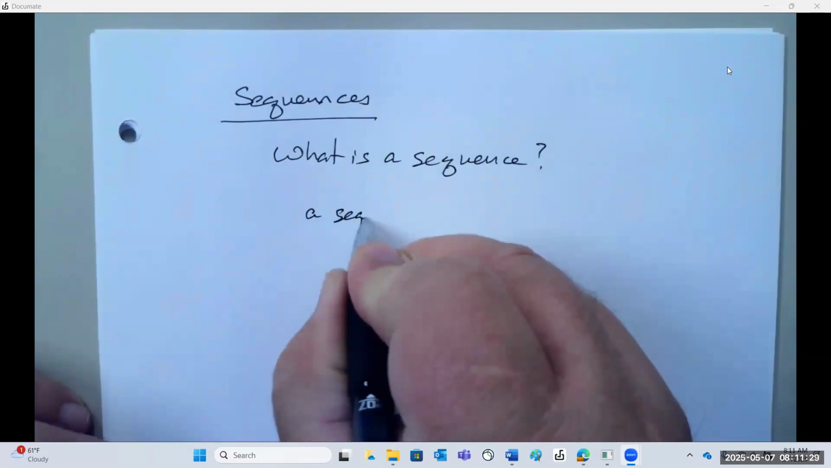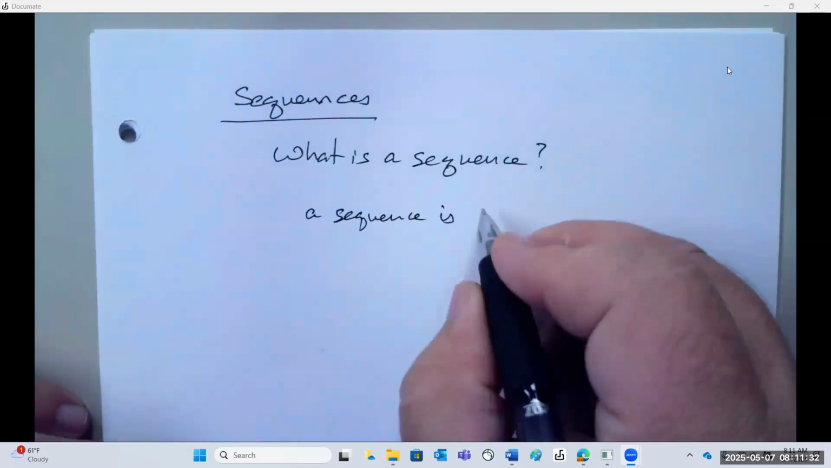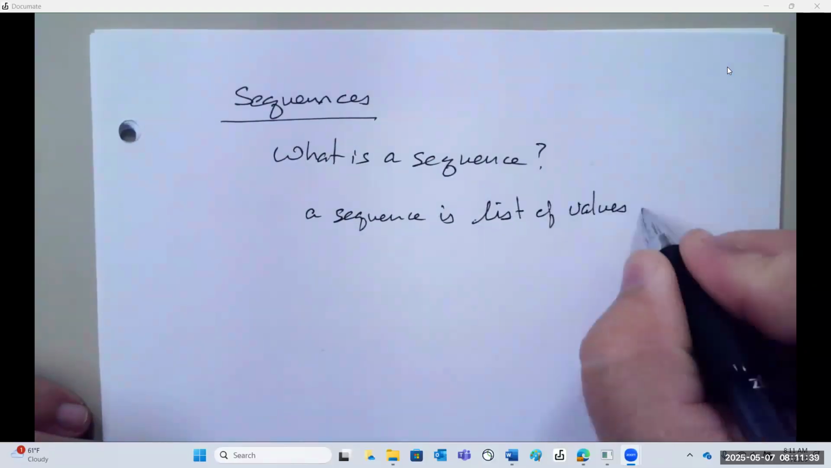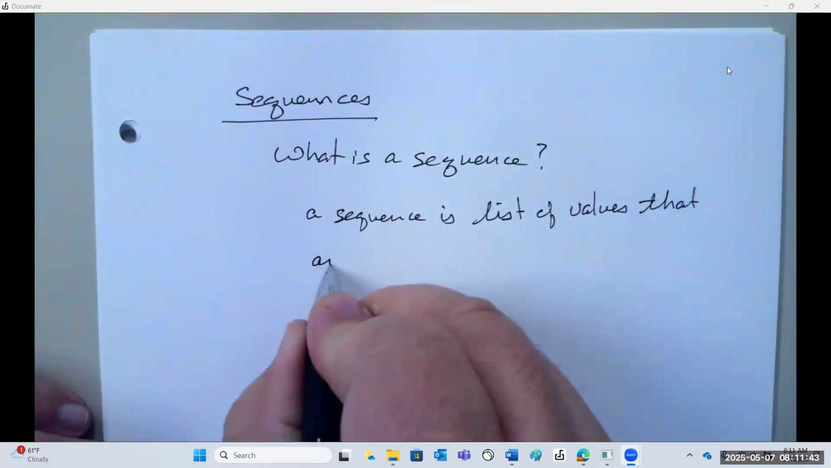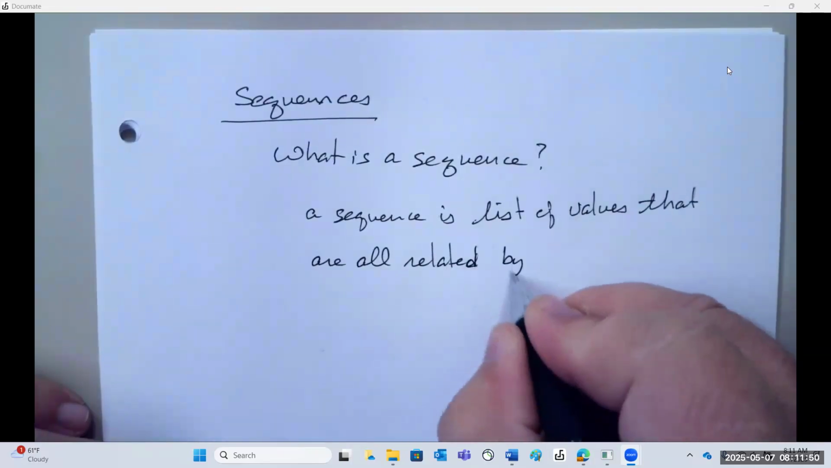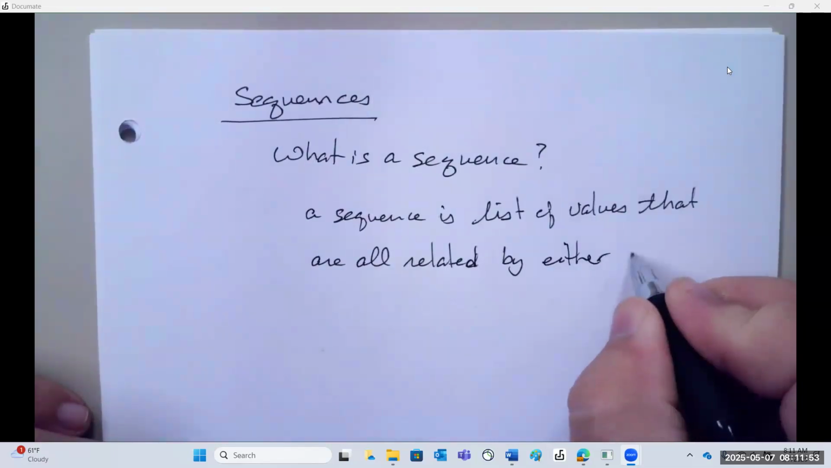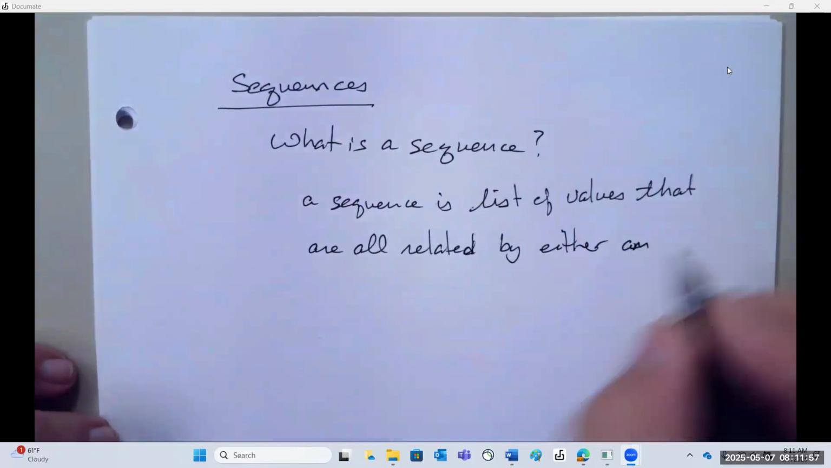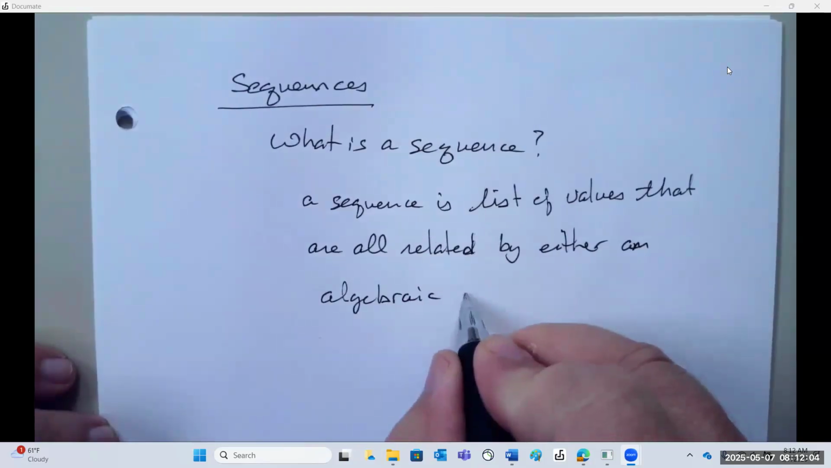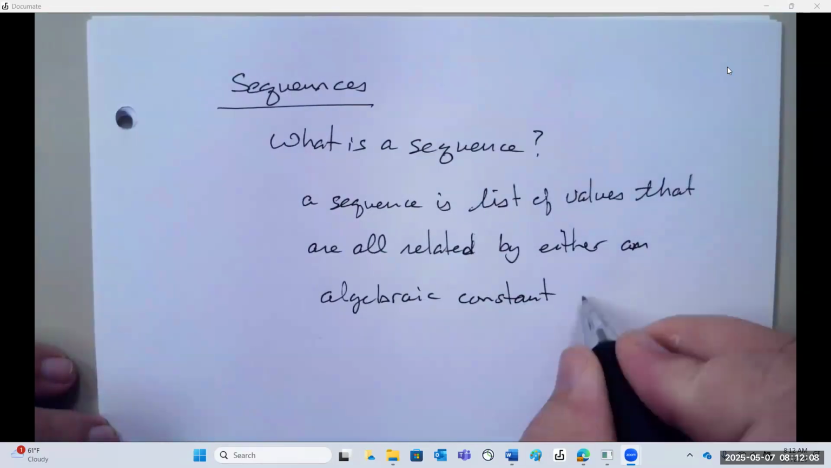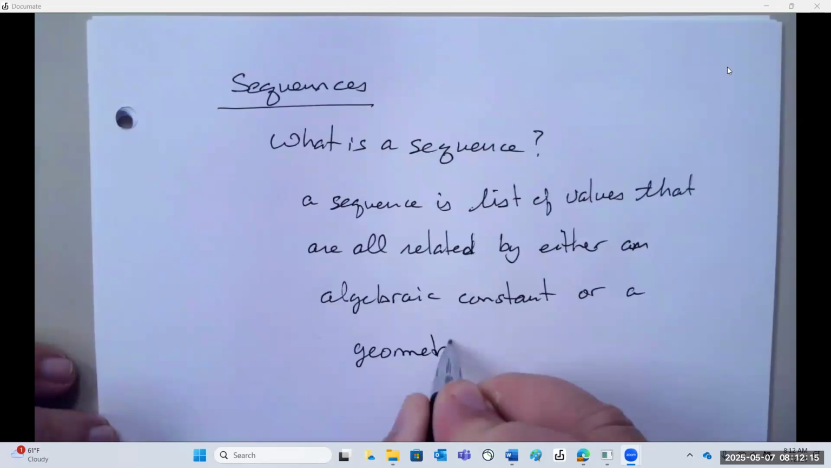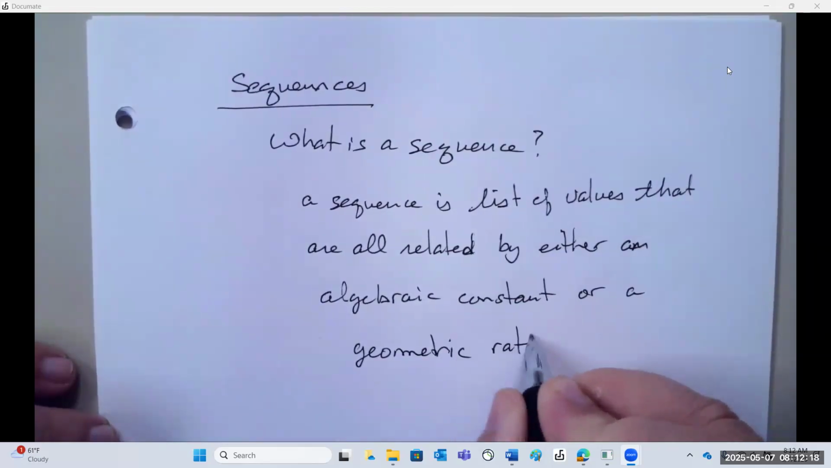A sequence is a list of values that are all related by either an algebraic constant or a geometric ratio.